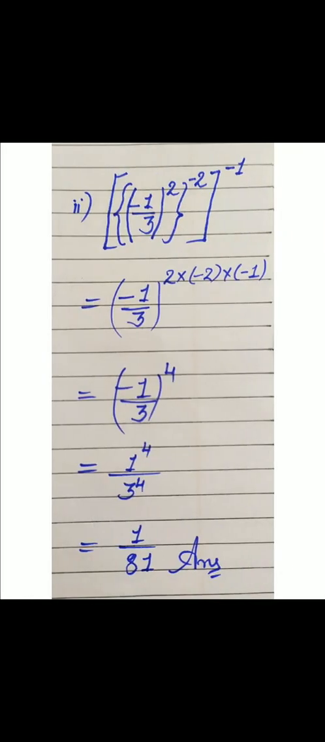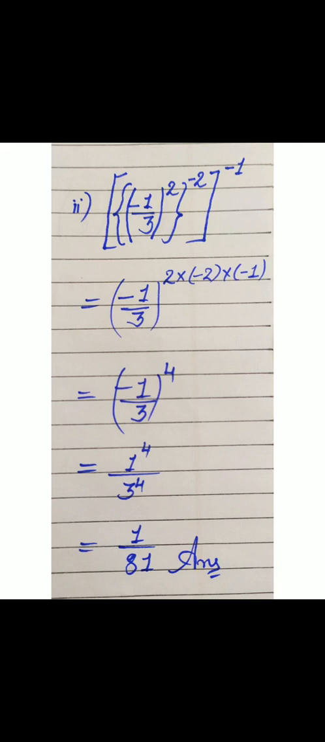Here is another example in which you are seeing there are three powers, like power of power and again its power. So it is minus 1 upon 3 to the whole power 2. Again its power is minus 2 and again its power is minus 1. Then what will happen? The same, we will multiply all these powers. Like it will be minus 1 upon 3 to the whole power 2 into minus 2 into minus 1. When you multiply this, you will get minus 1 upon 3 to the whole power 4.